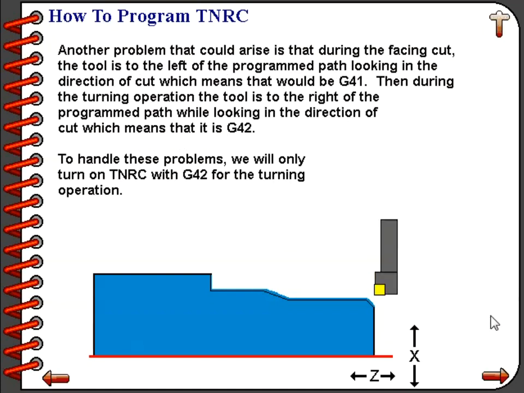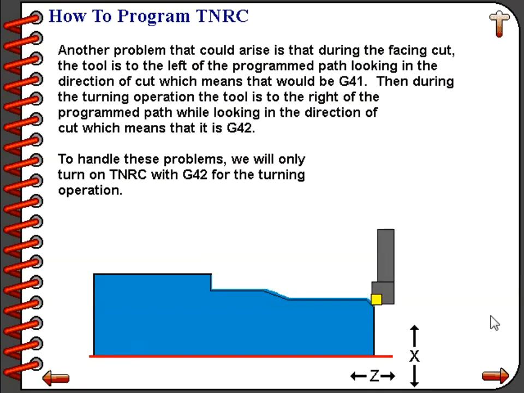Another problem that could arise while you are programming this particular part is that if you look closely, when the tool is taking the facing cut, the tool would be in a G41 situation. Then as the tool repositions to take the turning cut, during that turning cut, it would be in a G42 position. That would mean that we've got a serious conflict.